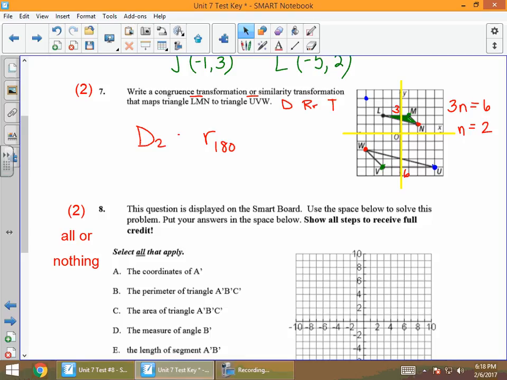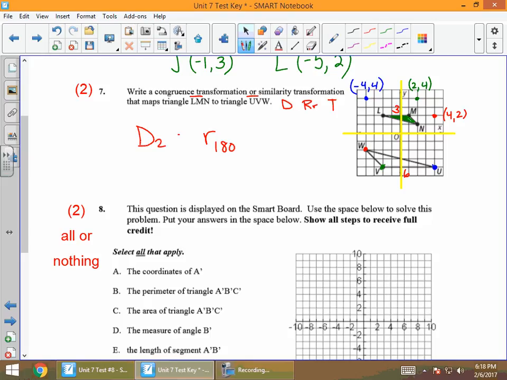M is at +1, +2. If I were to double that, that becomes +2, +4. And N is at 2, 1, that would become 4, 2. So that's where those points end up. So let me write those. So this is 4, 2. And the green one is at 2, 4. And the blue one is at -4, 4.